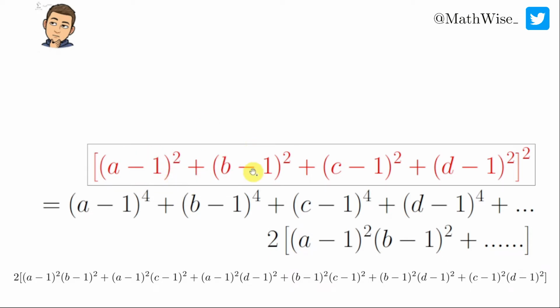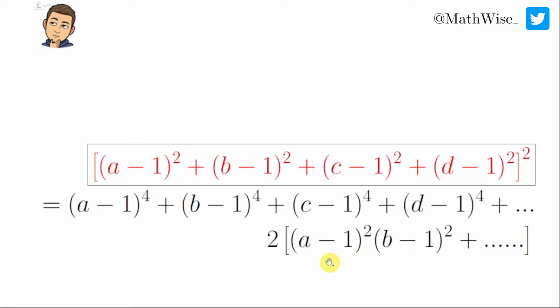(a minus 1) squared times (b minus 1) squared, and then (a minus 1) squared times (c minus 1) squared, and so on, right? All the two combinations. And since we have here all in terms of squares, powers of 2, they cannot be negative. So 2 times all of this cannot be negative, so at least 0.